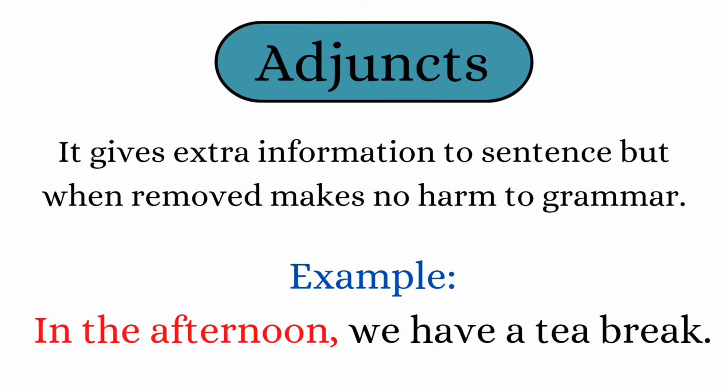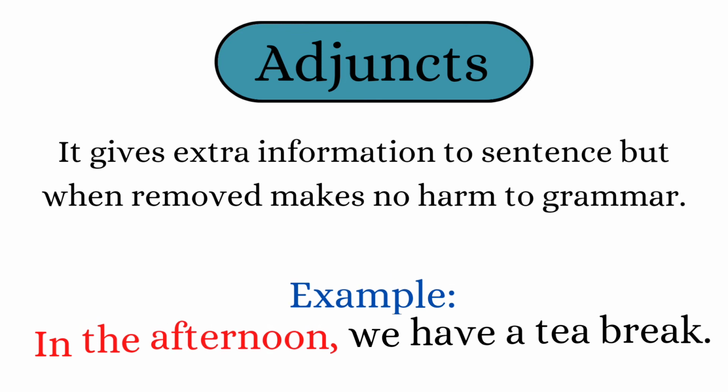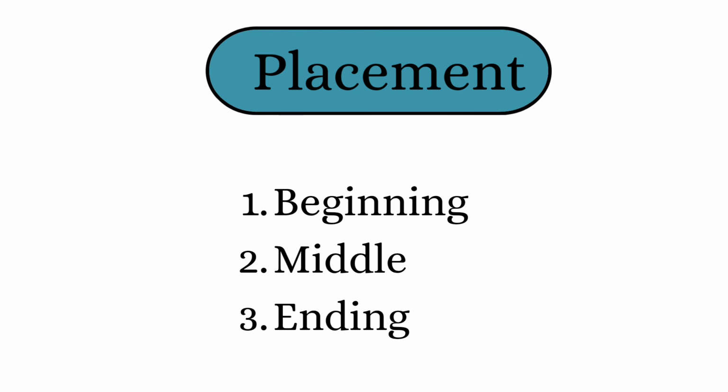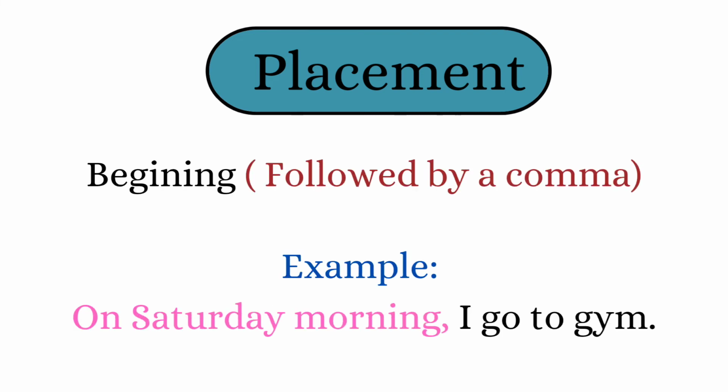Now we understood adverbials and their classification. Let's move on to the placement of adverbial phrases. An adverbial phrase can be positioned at the beginning, middle or end of a sentence, depending on where you want to place emphasis. An adverbial phrase at the beginning of a sentence is followed by a comma.